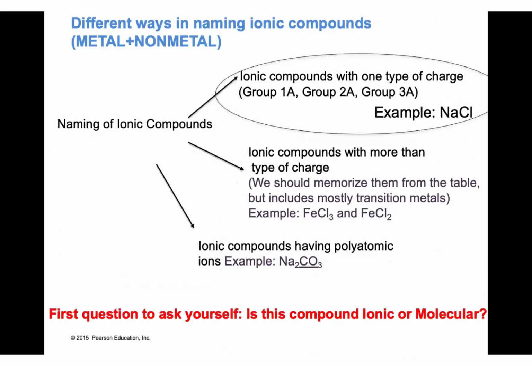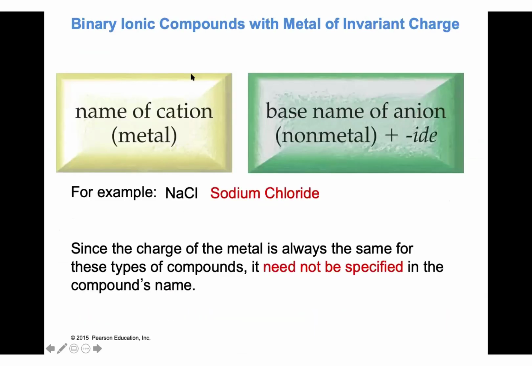Okay, let's first see how we could name ionic compounds with one type of charge. For the one type of charge, or invariant charge, we first write the name of the cation, which is a metal, plus the name of the anion, which is a non-metal, plus -ide. For example, the most famous one that you have heard is sodium chloride. Because sodium has only one type of charge, plus one, we don't need to emphasize its charge. So we just write sodium chloride.